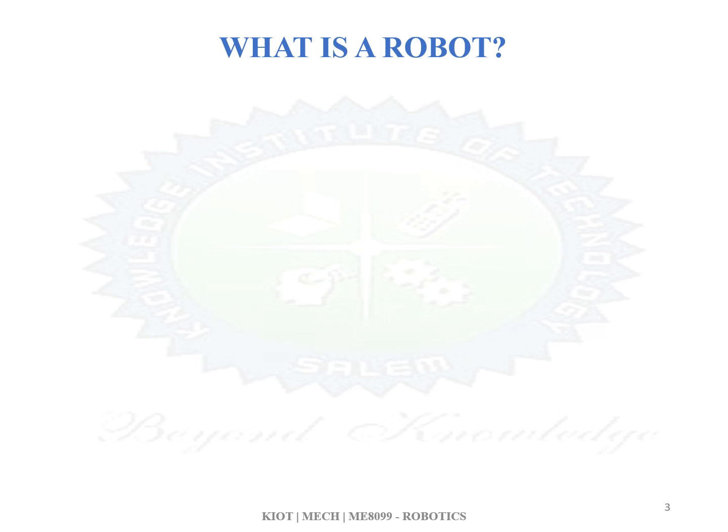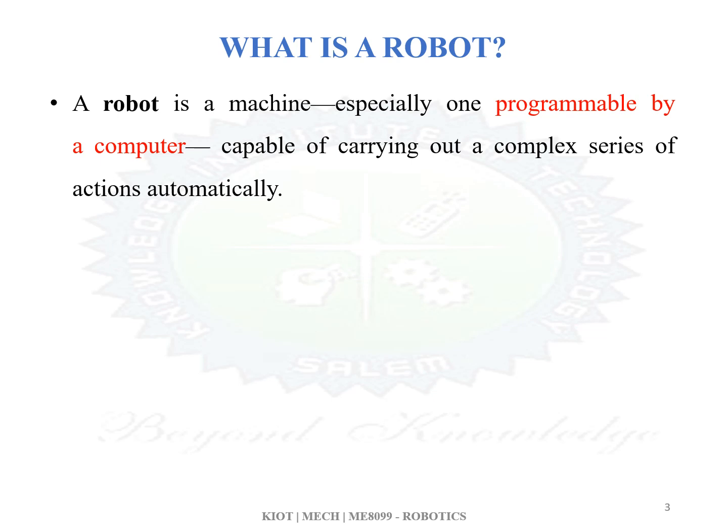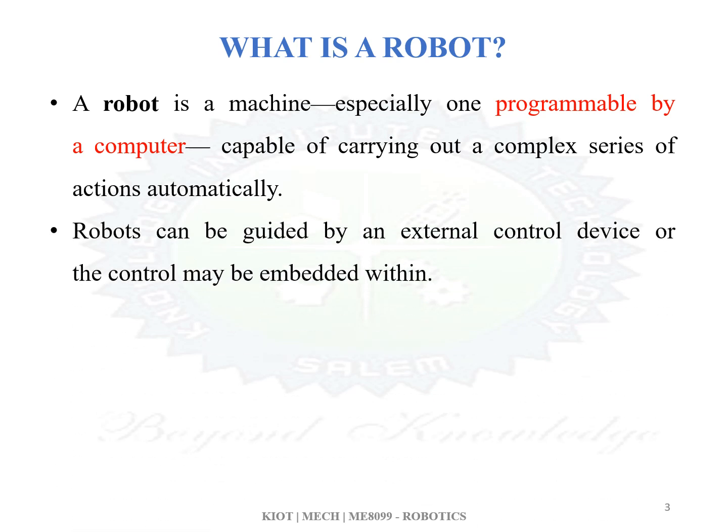Okay, so the first point is a robot is a machine, especially one programmable by a computer, capable of carrying out a complex series of actions automatically. So this is what I mentioned in my explanation. It is a simple machine, and it can be programmed by a computer, and based on that program it does its work automatically. Then the second point is a robot can be guided by an external control device, or the control can be embedded within.